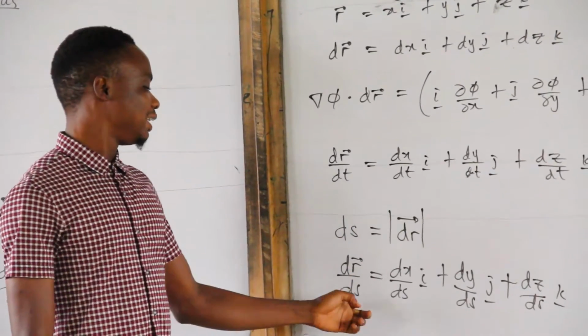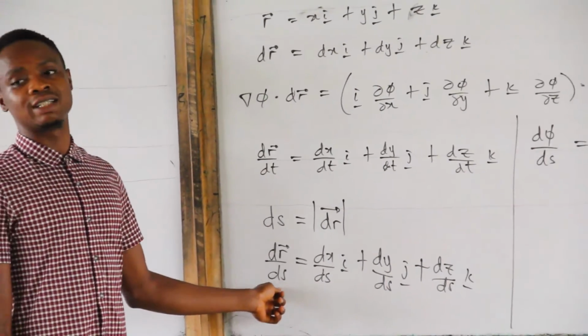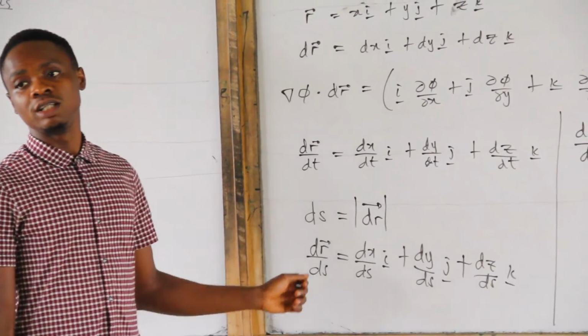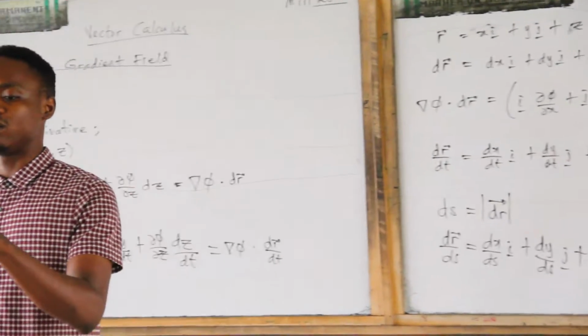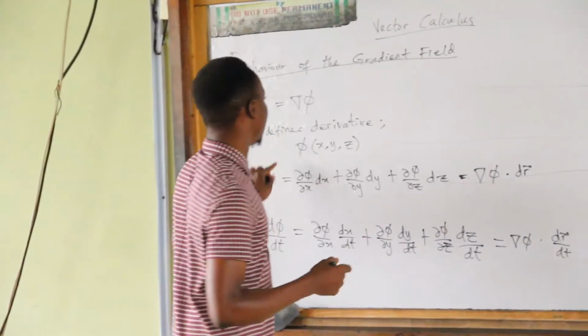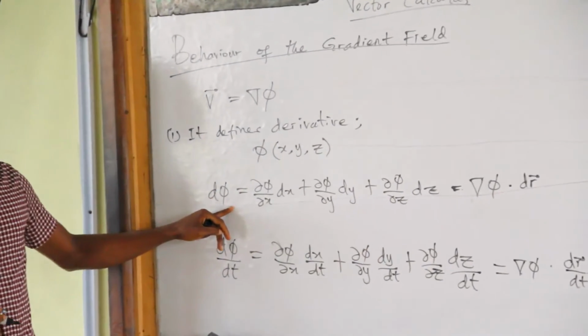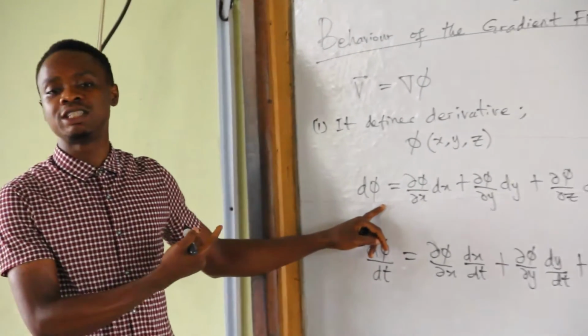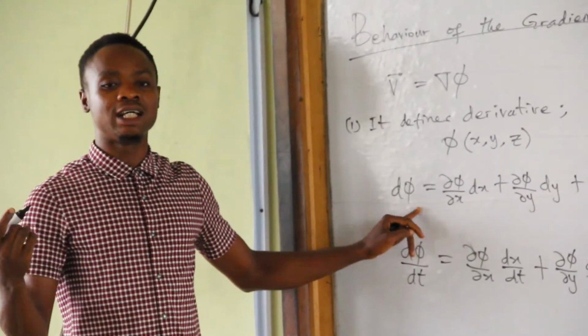We want to give it an interpretation that this is not just any parameter that you can use. It is a parameter defined by the arc length along the direction of interest. What we mean by this is that we want to get the derivative of phi, that is, the derivative of this function along a certain direction.